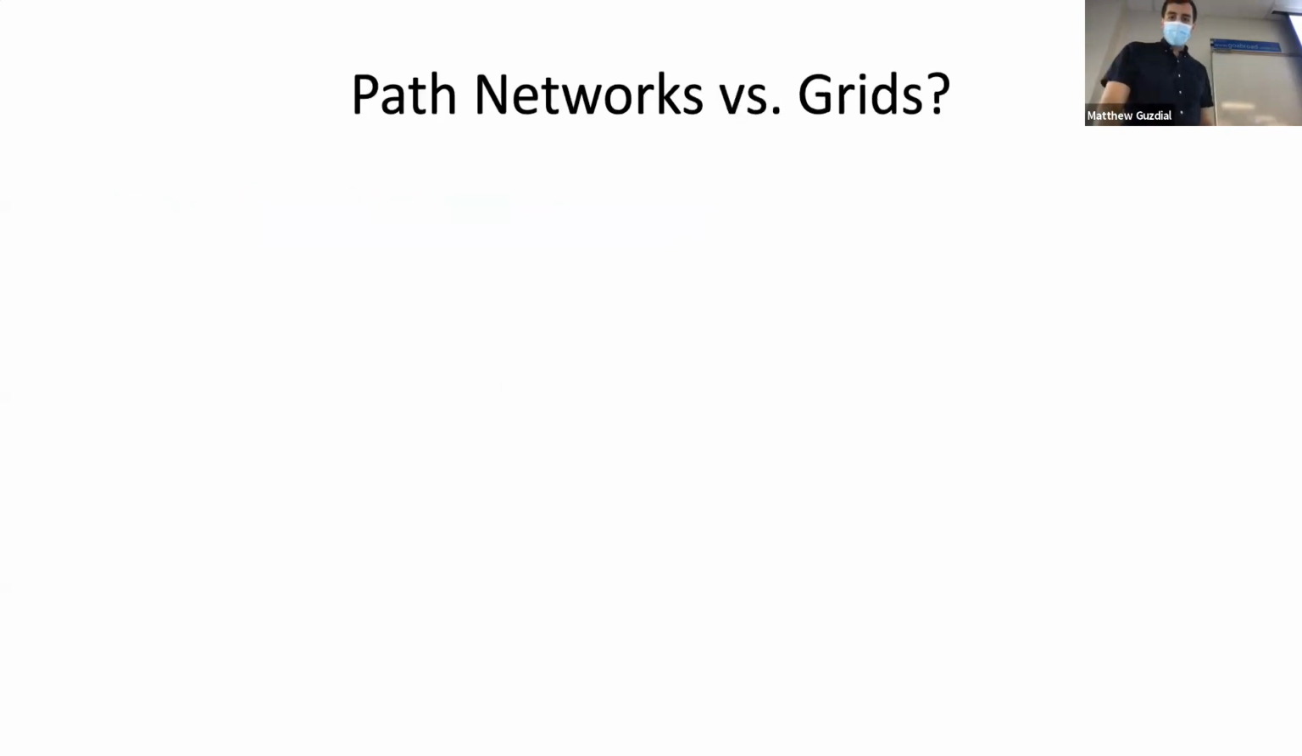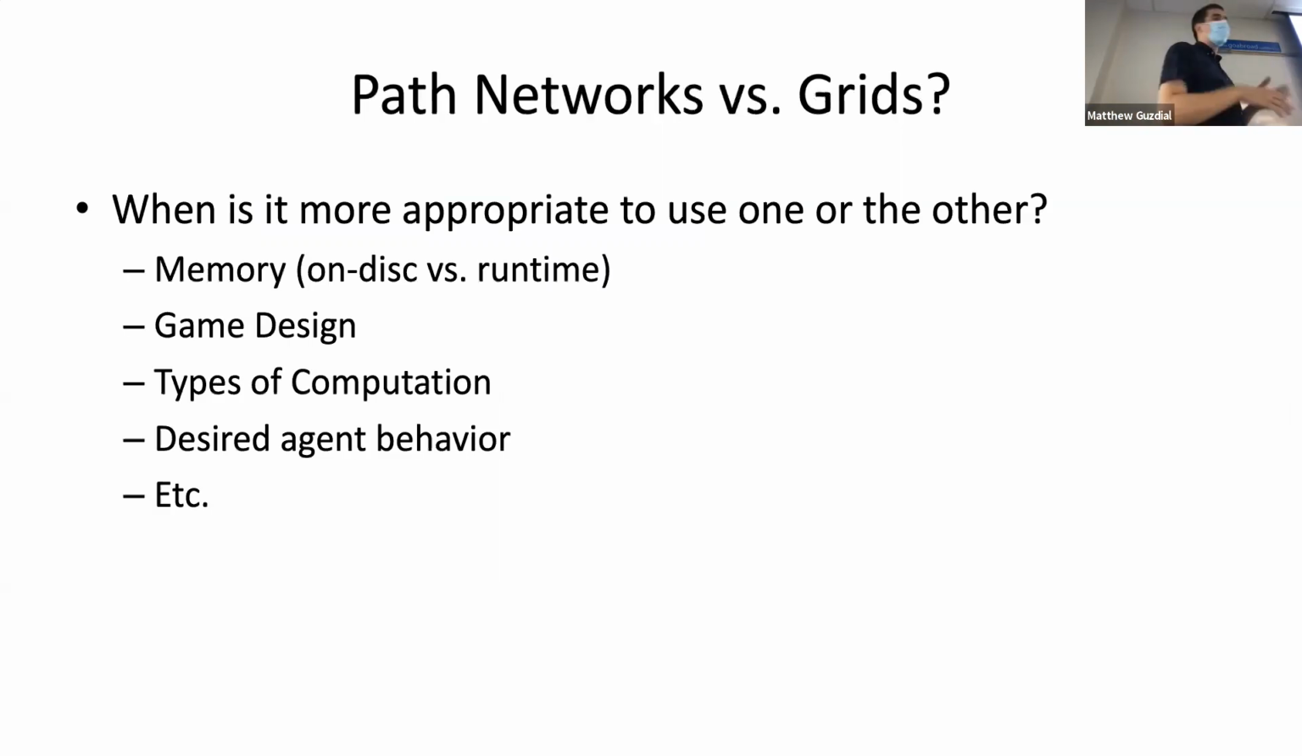Fantastic. So last thing to talk about today before we get into the practice quiz: path networks versus grids, right? Who wins? You decide. There's basically situations where you might want to use both. So in terms of memory, do we care about on-disk memory or do we care about runtime? Now, these days, we don't care about on-disk memory at all. But in the past, once long ago, we cared about on-disk memory.